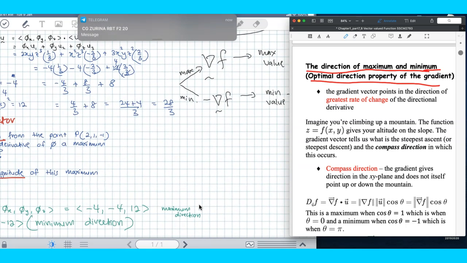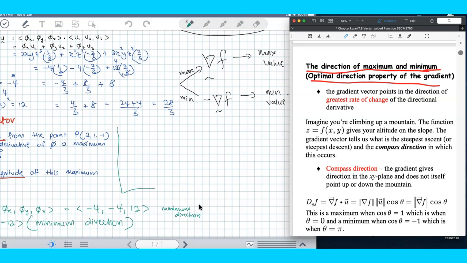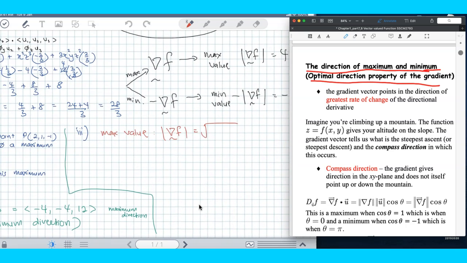To answer question number 3, the maximum value or magnitude is given by the magnitude of grad phi, or grad f, which is the square root of 4 square plus 4 square plus 12 square.